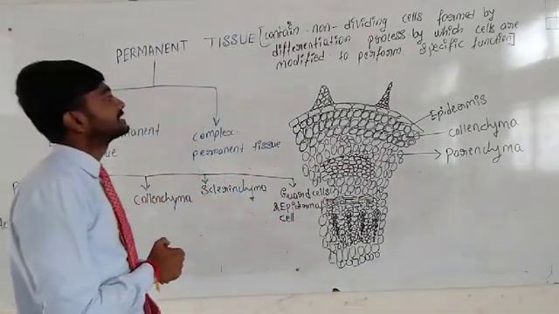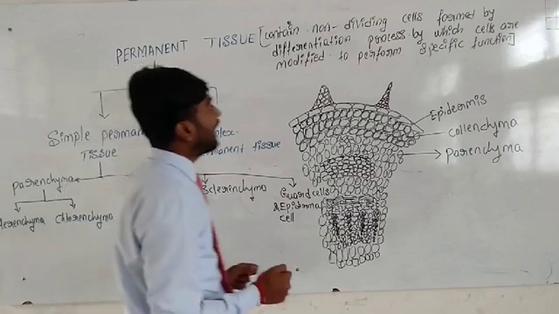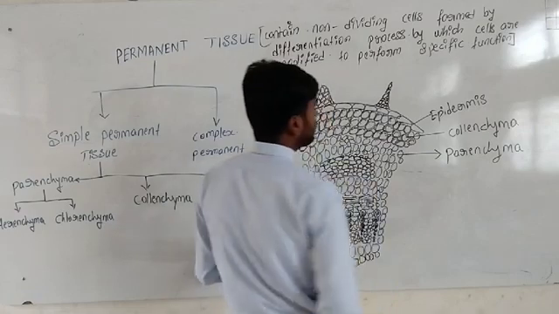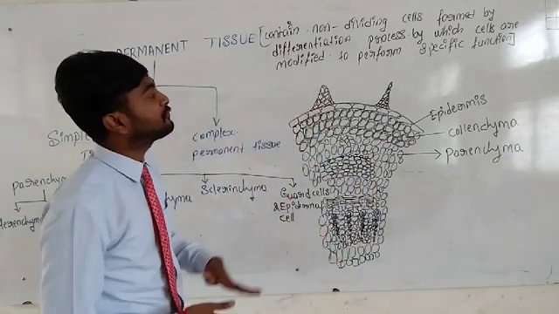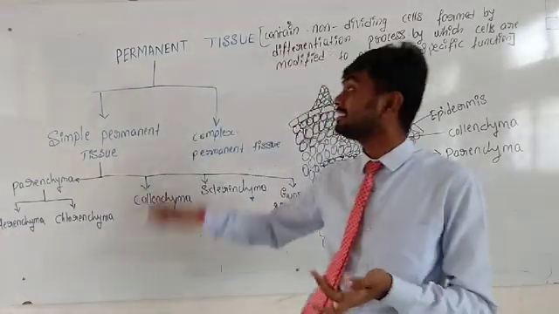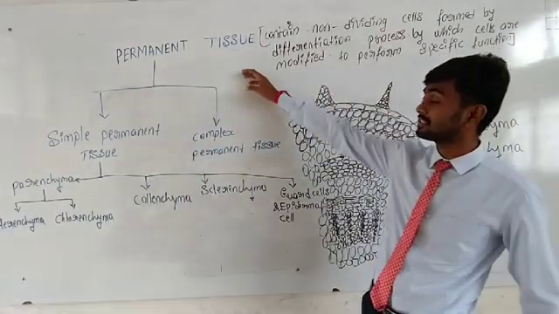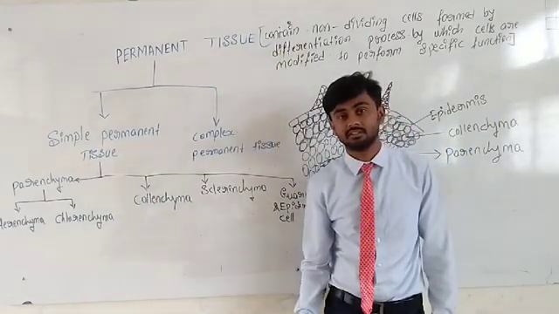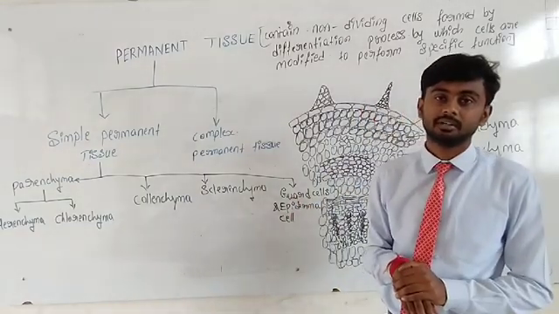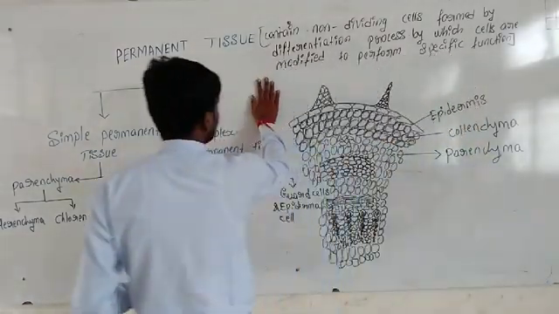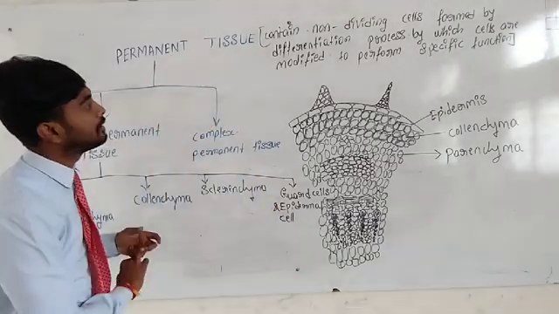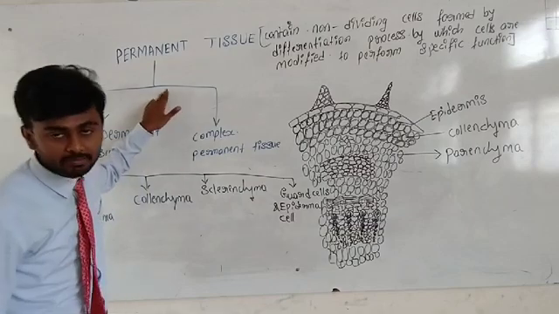See students, it contains non-dividing cells formed by the differentiation process, by which cells are modified to perform specific functions. So that is the permanent tissues. Permanent tissue is a type of plant tissue. In the permanent tissues, the cell dividing capacity is not there because the cells perform specific functions. So that is known as permanent tissues.